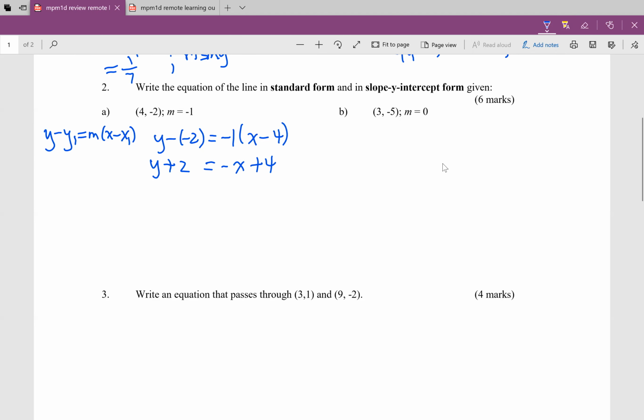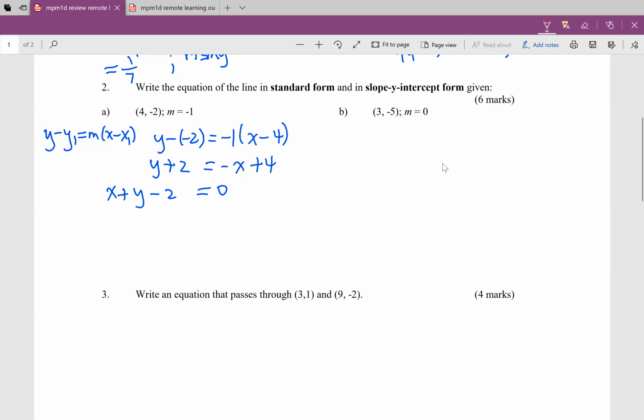Now to put things in standard form, a lot of you might think that you can put it any way you want, but I think everyone agrees we must make sure that the A value is positive, the coefficients are integers, and the equation is equal to 0. So in this example, we're going to put the right-hand side on the left-hand side by adding x and subtracting 4. And what we get is x + y + 4 - 2 = 0. This is the standard form of the equation of that line.